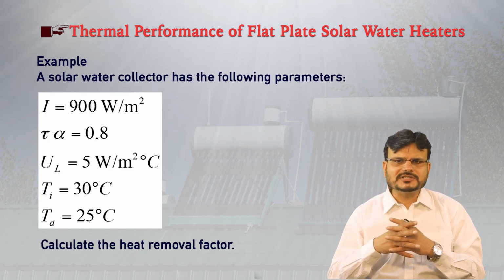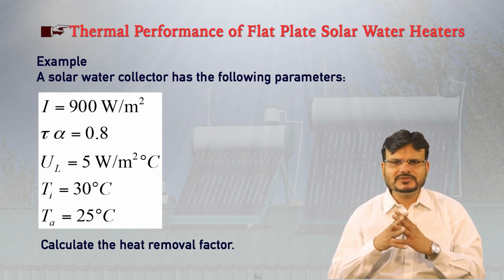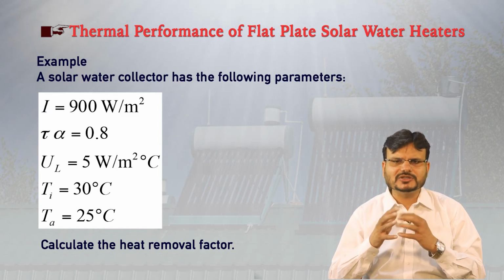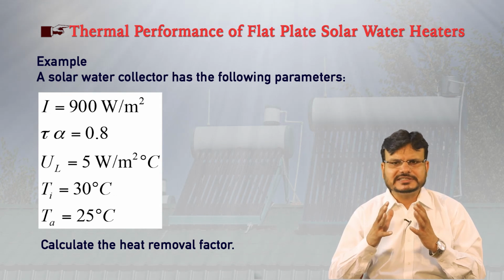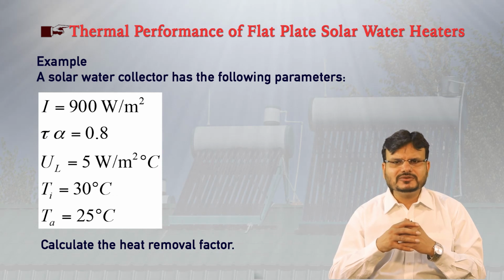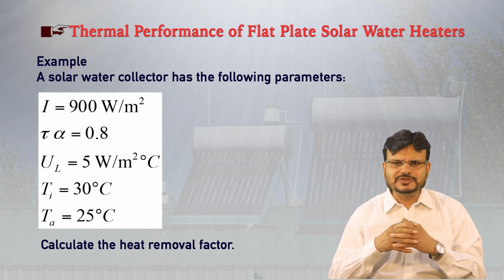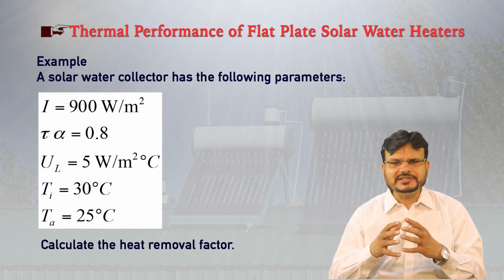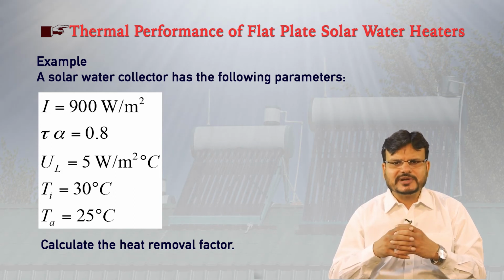Now we will discuss one example on the basis of the solar water collector. Here the problem is given as: a solar water collector has the following parameters. What are those parameters which are given? The intensity is given as 900 watt per meter square, tau alpha is given as 0.8, U_L is given as 5 watt per meter square degree centigrade, and inlet temperature, that is Ti, is given as 30 degree centigrade, and Ta is given as 25 degree centigrade.